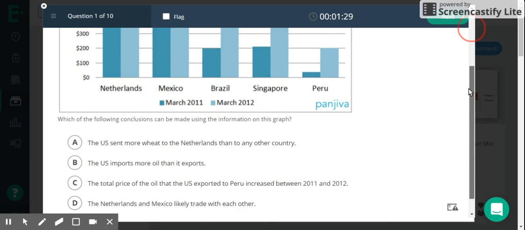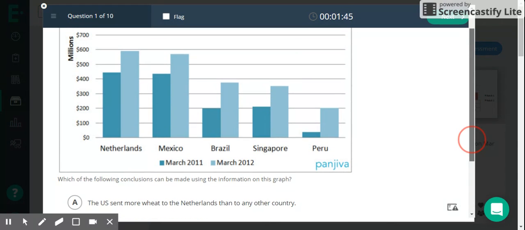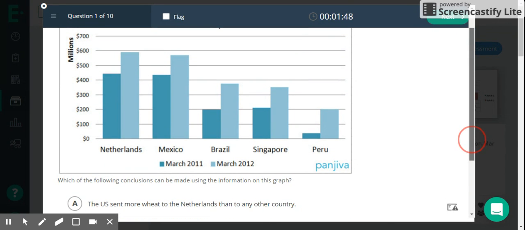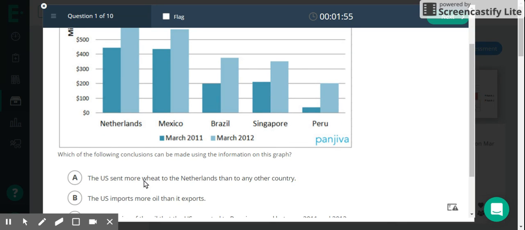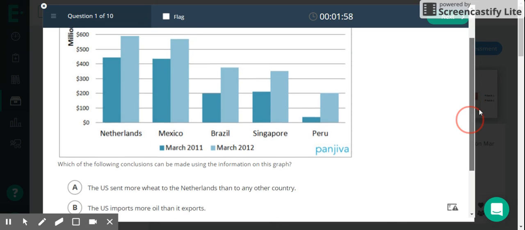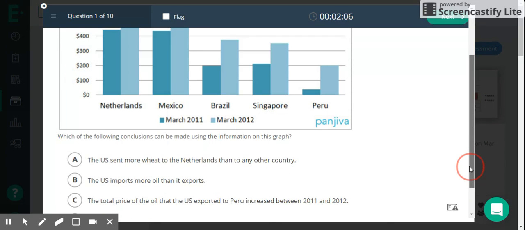So the question says, which of the following conclusions can be made using the information on the graph? Well, only one of these is going to be right, so you just go through these one at a time and see which one is correct. The first one says the U.S. sent more wheat to the Netherlands than any other country. Well, if you were looking at this, not really paying attention to the question, then you might have thought, okay, Netherlands is the highest, but notice that it says wheat, and there's nothing on here about wheat.